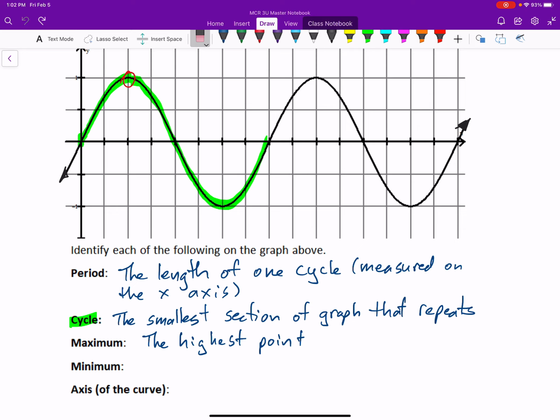The minimum would be the lowest point in the graph. That would be down here at -1. But that's going to repeat over and over as well.